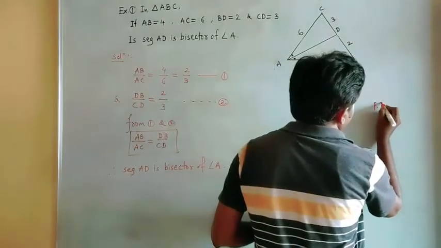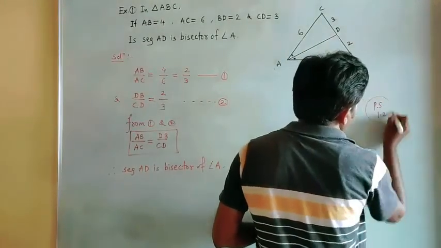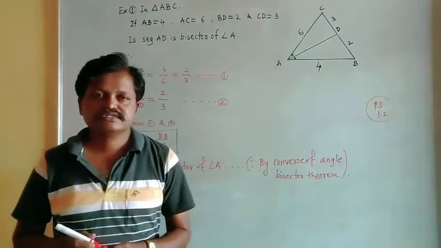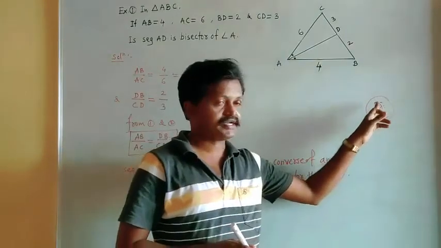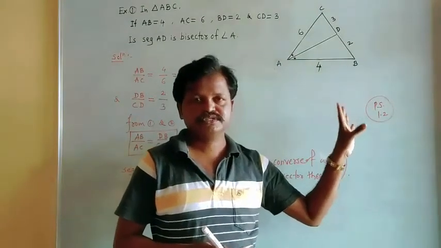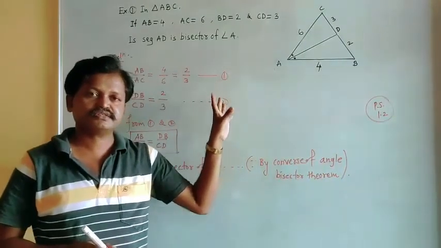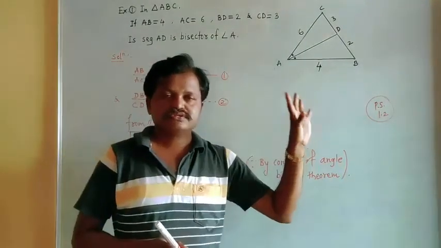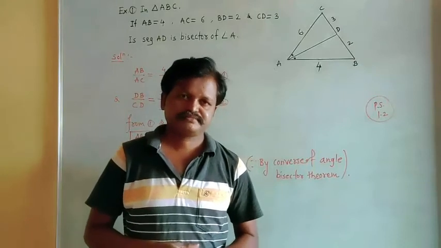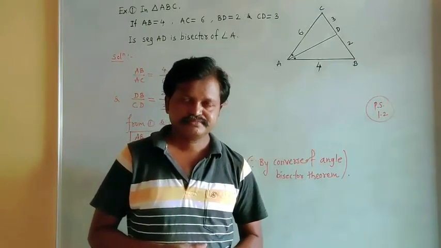Practice set 1.2. So you solve the examples given in practice set 1.2, which depend upon the angle bisector theorem and the converse of the angle bisector theorem. Understand? Thank you.